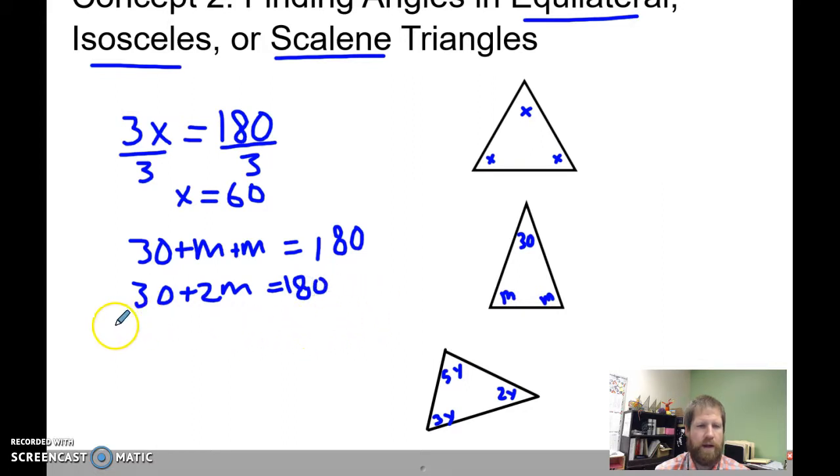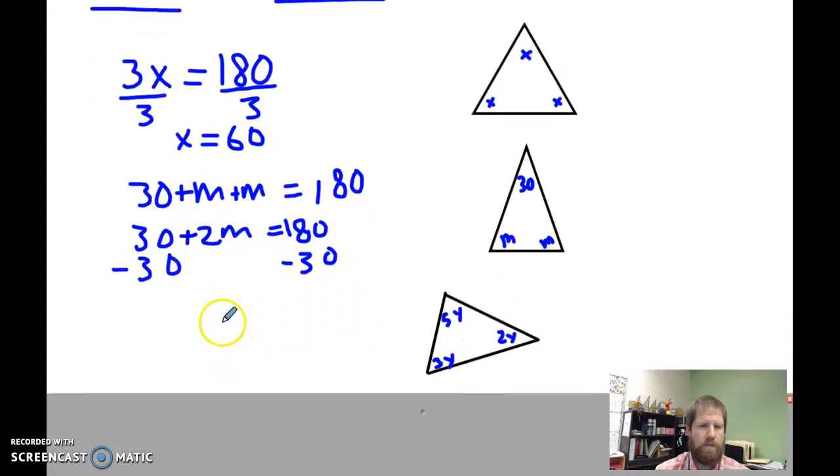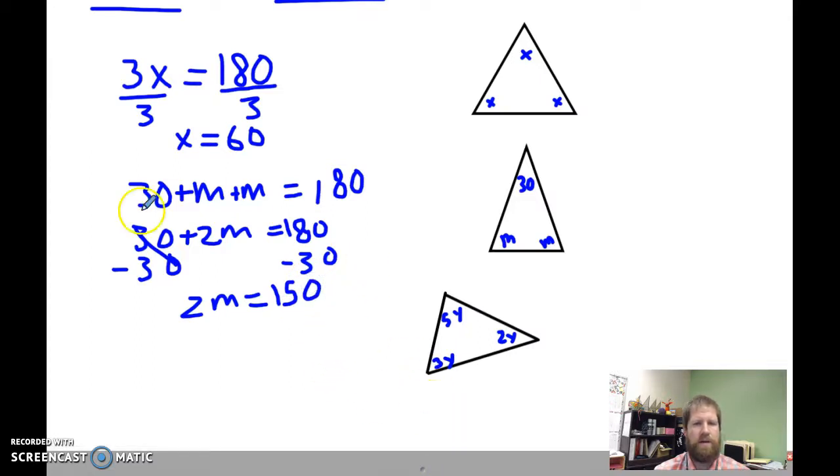I can subtract 30, subtract 30, and that cancels. 2m is equal to 150. And hopefully this looks really similar to a two-step equation to you, because that's basically what we're doing. We're setting this up as a two-step equation, and then we're solving for our missing variable. Divide by 2, divide by 2, m is equal to 75 degrees.